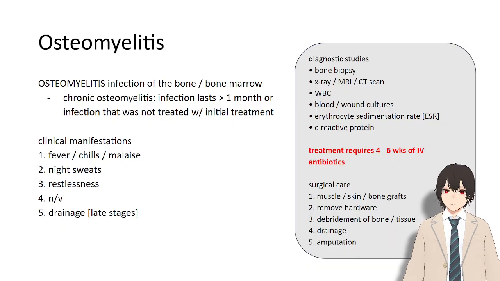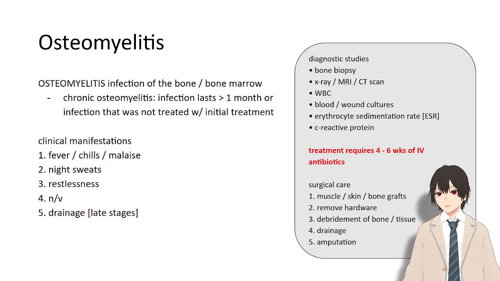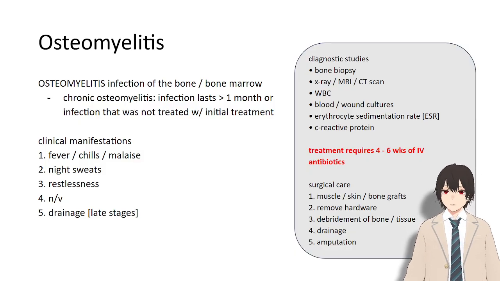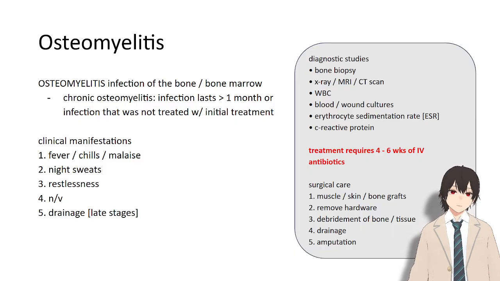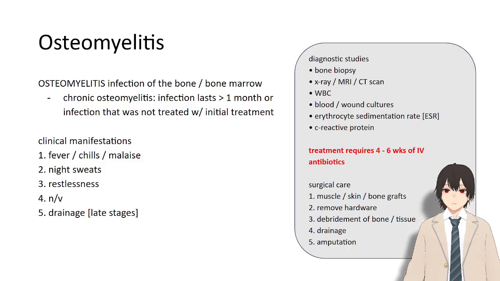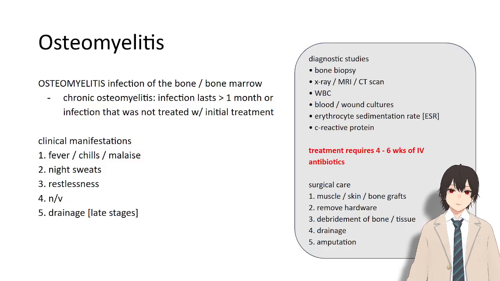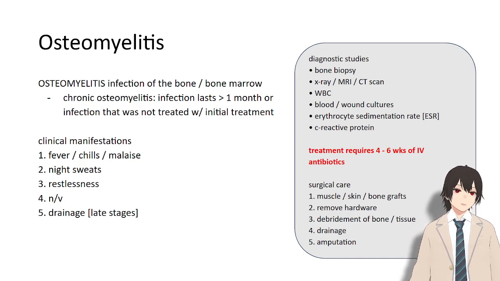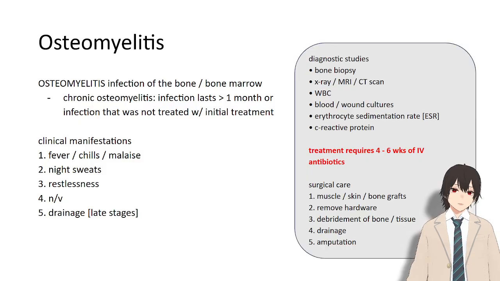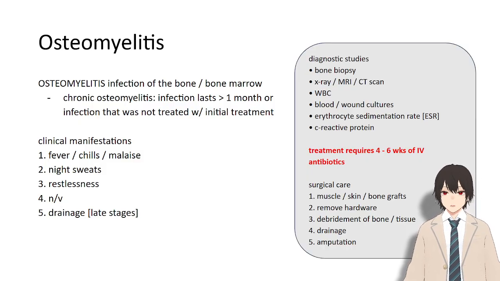So now, osteomyelitis is one of the two diseases that we talk about for musculoskeletal problems in this chapter. And the first one, obviously, like we said, osteomyelitis. Every time you see the ending itis, I want you guys to think of infection, and osteo means bone. So it's infection of the bone or bone marrow. And to be labeled as chronic, it needs to last greater than a month, or be an infection that was not treated with the initial treatment. Like I said, I won't worry too much about the definition, but it's good to have a general feel that chronic things are usually a month or longer.